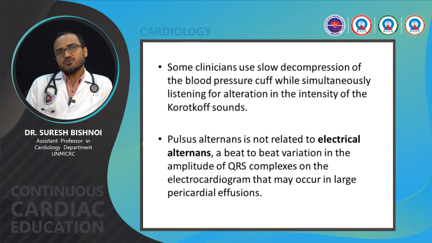Some clinicians use slow decompression of the blood pressure cuff while simultaneously listening to alteration in the intensity of the Korotkoff sounds. Pulsus alternans is not related to electrical alternans, which may sometimes be clinically confused. What is pulsus alternans and what is electrical alternans? Electrical alternans is an entirely different thing. It is basically related to beat variation in the height, or you can say the amplitude, of the QRS complexes in the electrocardiogram, which are recorded by ECG, and it typically occurs in patients with pericardial effusion.